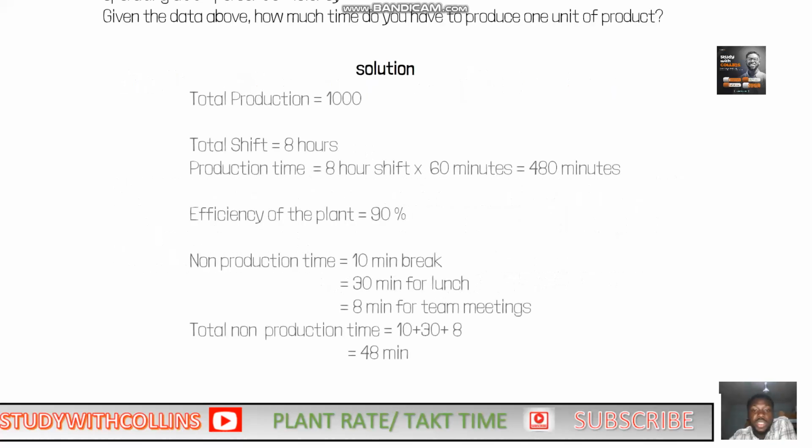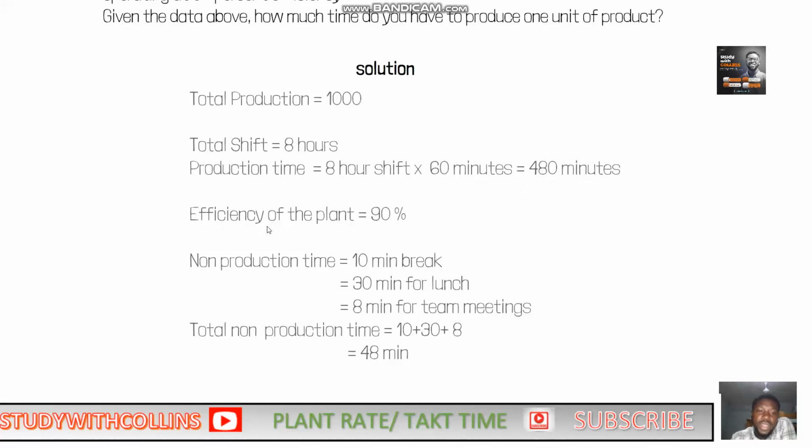Before we proceed solving this, we need to write down our data. The total production is the total units that we are to produce at the end of the shift. The total shift is 8 hours, and we need to change the hours to minutes, so we call it production time. It will be 8 hours times 60, because 1 hour is equal to 60. This is basic math, and we get the production time to be 480 minutes.